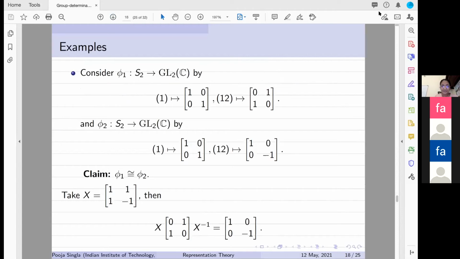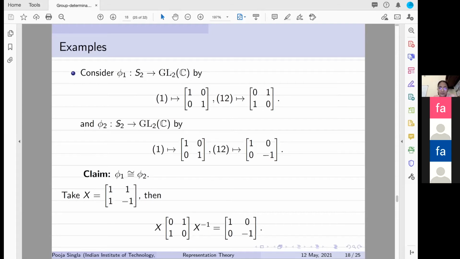Let's look at these two representations. Let's say phi1 from S2. S2 is a cyclic group generated by the element (1 2). So S2 to GL2(C). Then consider this map: 1 has to go to identity, it's a group homomorphism, I don't have any option. I take (1 2) to the matrix (0 1; 1 0), and it is a group homomorphism.